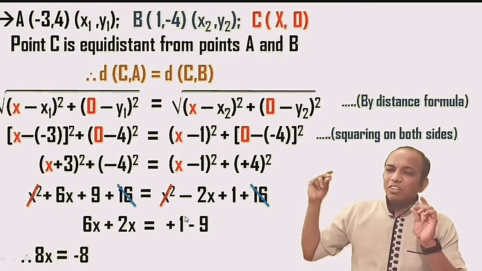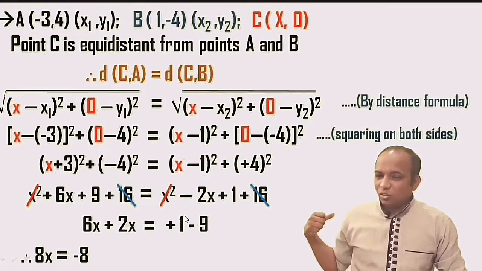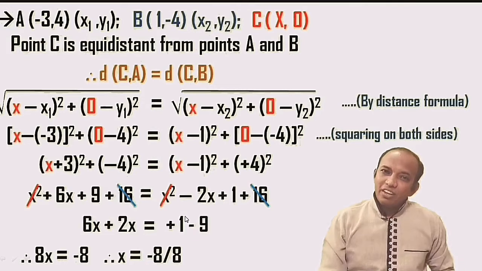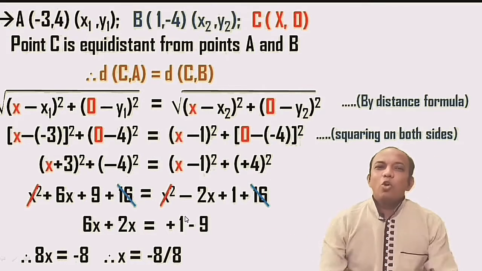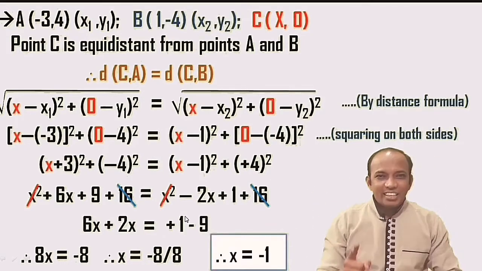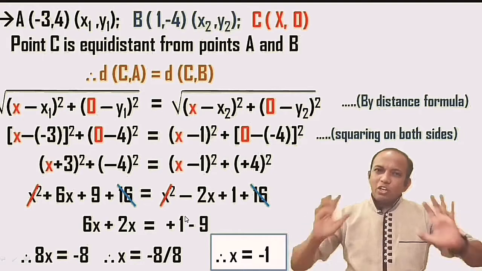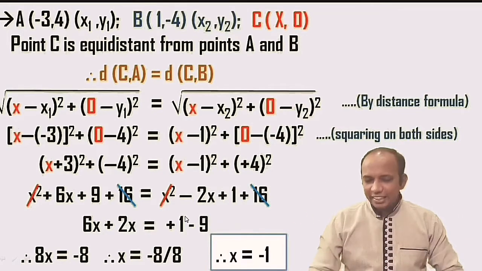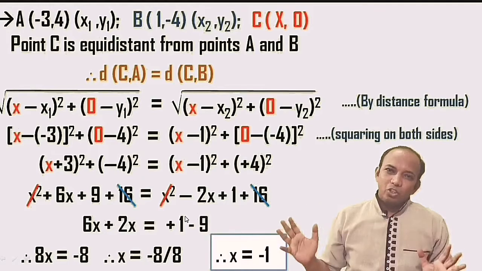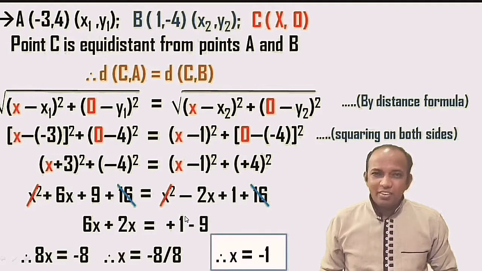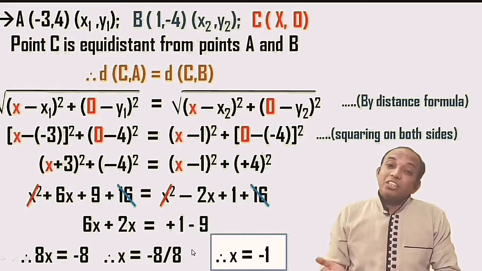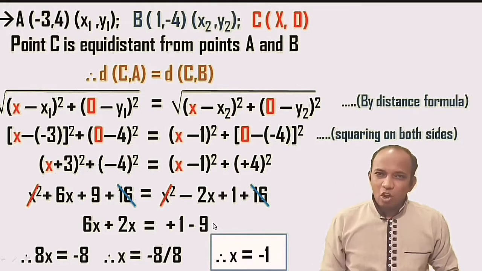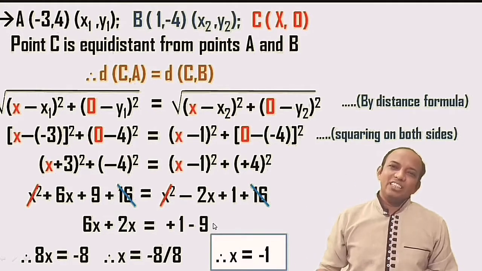After shifting that 8 towards the other side of the equality, we get x equals -8 divided by 8, and bingo, that's our answer. X equals -1, and in short, as a final answer, we can say the coordinates of C are nothing but -1, 0. Why 0? Because it's the y coordinate, and C is present on the x-axis. So in short, the required coordinates of the point are nothing but -1 and 0.